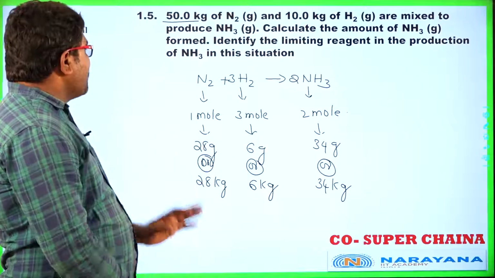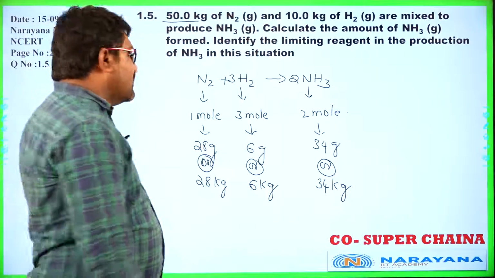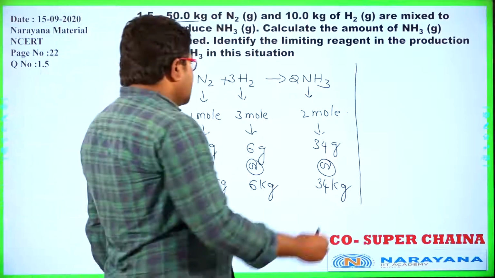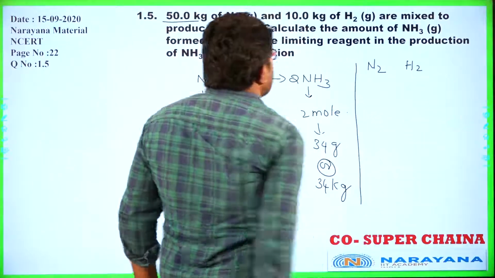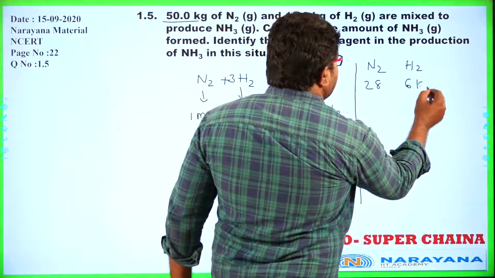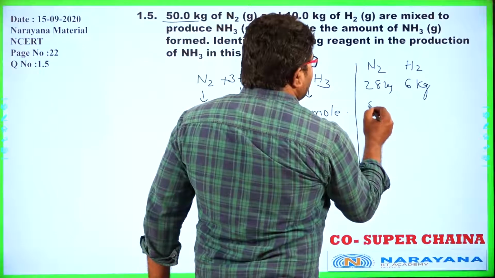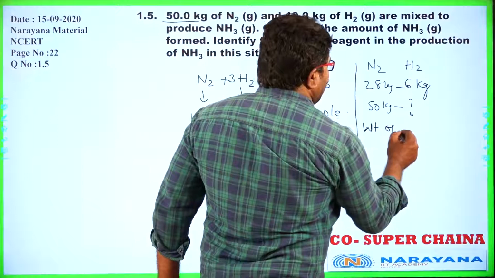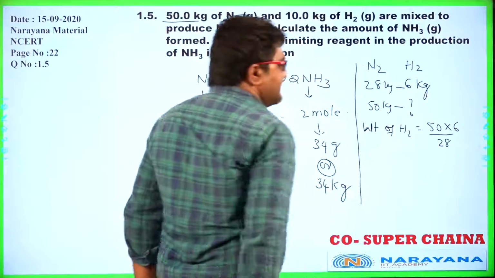Now, among these, which one is the limiting reagent? He has given the information about 2 reactants, so I need to identify the limiting reagent by comparing both reactant weights. Here I am taking N2 and H2. For 28 kg of nitrogen, 6 kg is sufficient. But for 50 kg, how much is required? Let us calculate. The weight of hydrogen required is equal to 50 into 6 by 28.